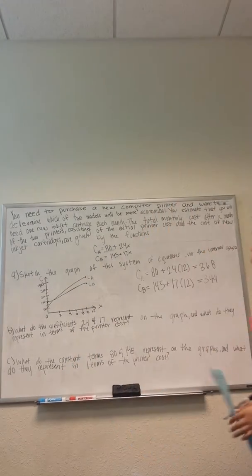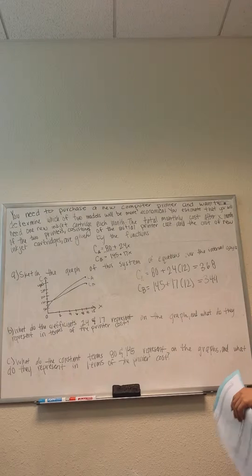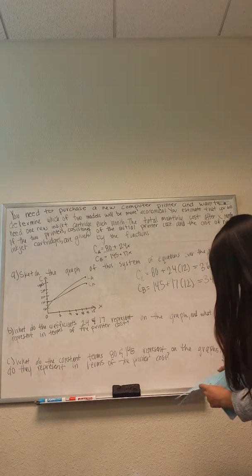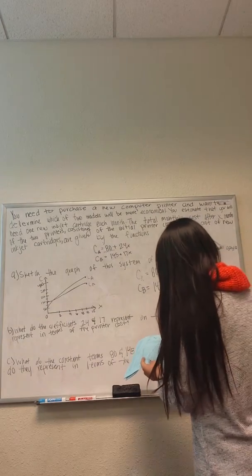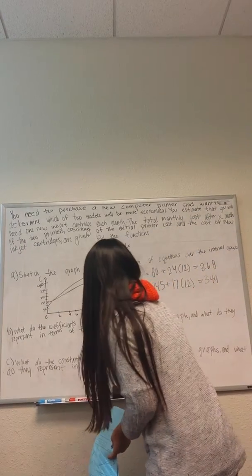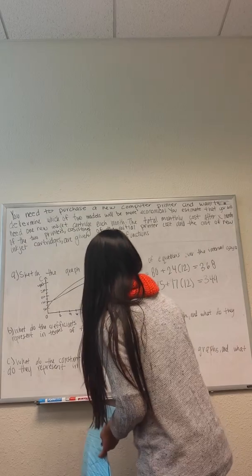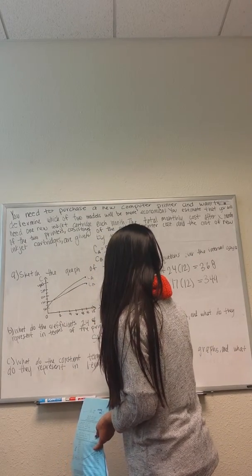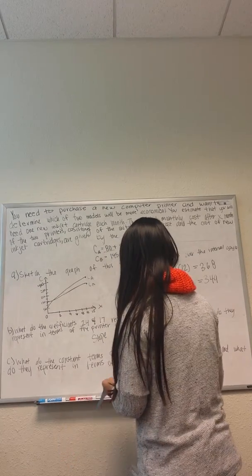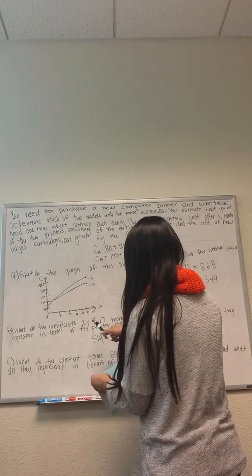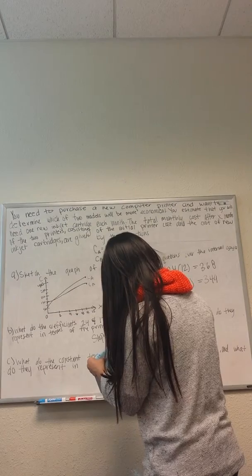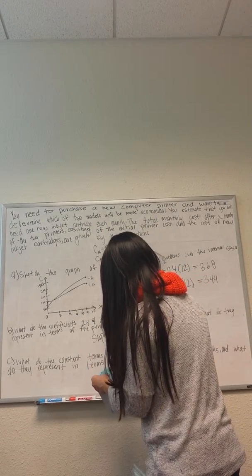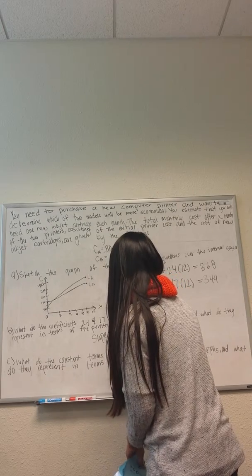And for part B it says, what do the coefficients 24 and 17 represent on the graph, and what do they represent in terms of the printer cost? So the coefficients, they're going to represent the slope, because if you picked a certain point and you did the slope formula, you would get these answers. And in terms of printer cost, they represent the cost per month.